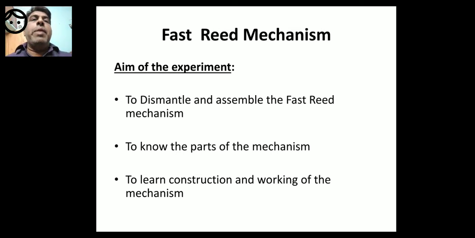What are the primary mechanisms? Shedding, picking and beat up. These are the primary mechanisms. What does it mean by shedding? I will explain all the mechanisms today, at least some of them.